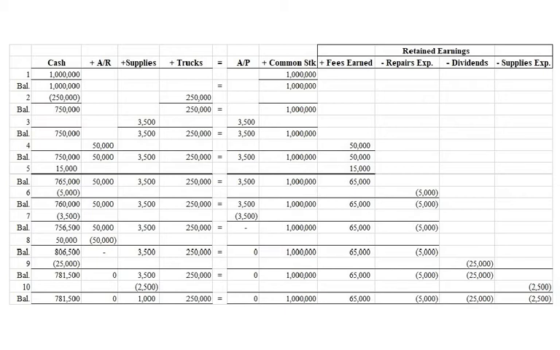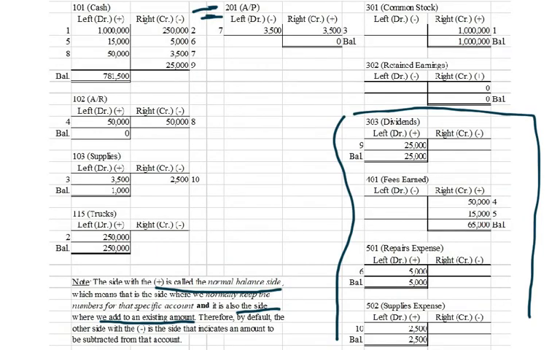Now notice, what was the impact of these individually on retained earnings? Fees earned increased it. Repairs expense, dividends, and supplies all did what? They all decreased it. So I said all had that in common. So that's important to keep in mind. So this is the way to think of it. If we were going to record, let's start with the revenue account right here, we're going to record fees earned directly in retained earnings. Which side would it go on?